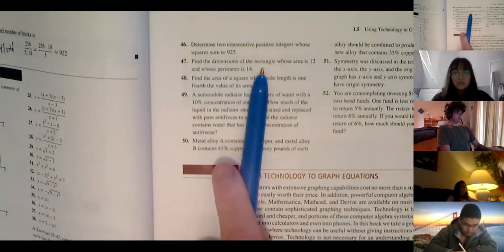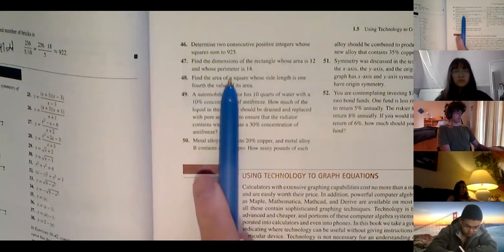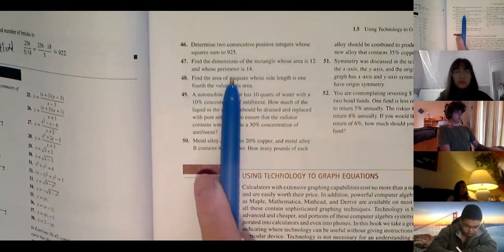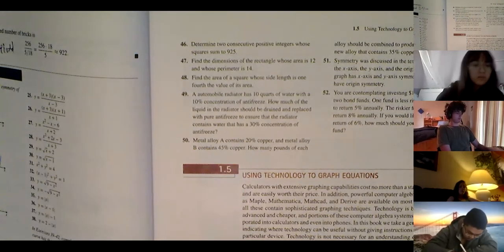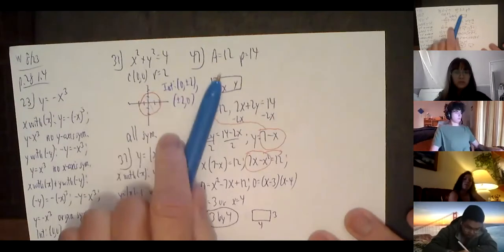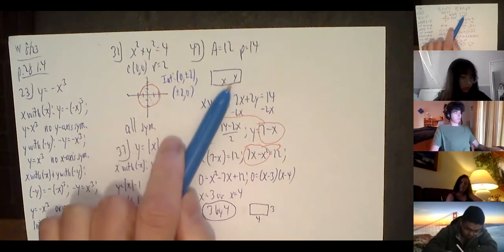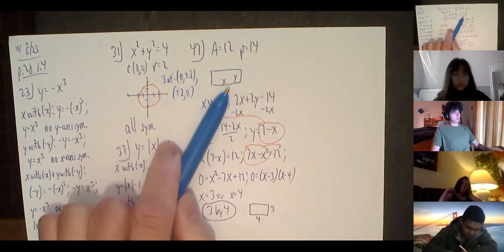Find the dimensions of the rectangle whose area is 12 and whose perimeter is 14. Okay, area is 12, perimeter is 14. So I just put a small rectangle here, x by y.